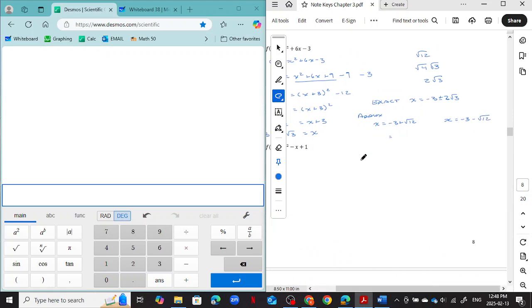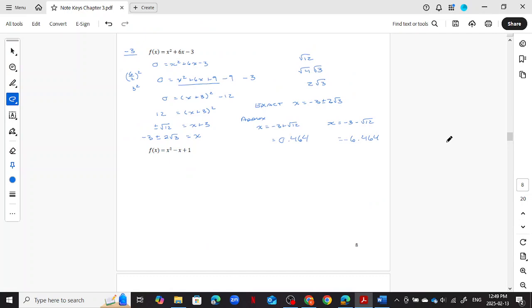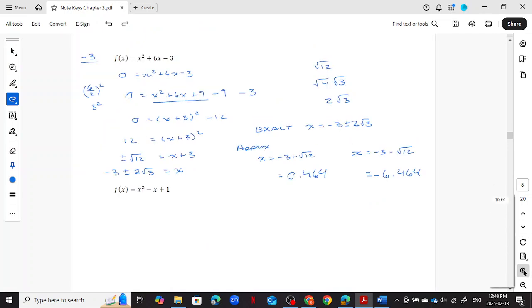Okay, I'm going to plug in -3 plus root 12, so -3 plus the square root of 12. And it's set to 3 decimal places, so I get 0.464. And then I'm going to plug in -3 minus the square root of 12. And that gives me -6.464 to 3 decimal places. Awesome. So that one is done.